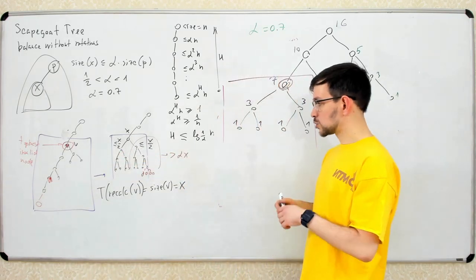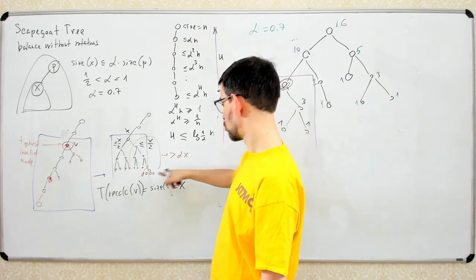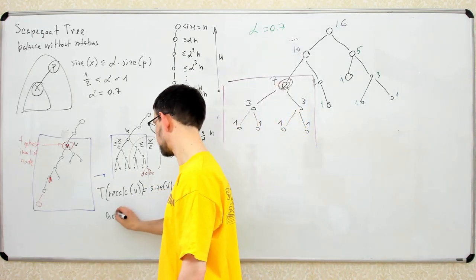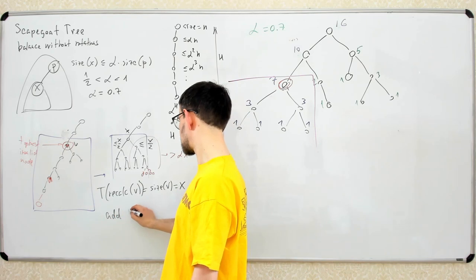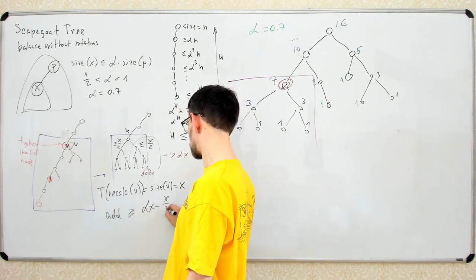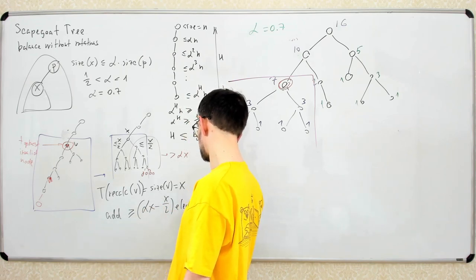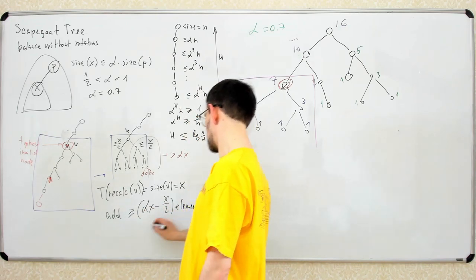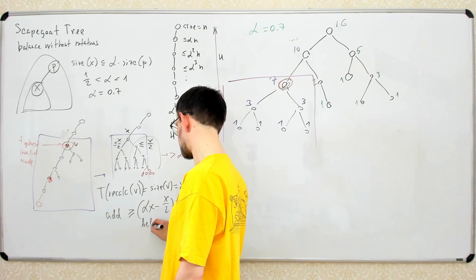So how many elements do we need to add to make this tree invalid? We need to add at least alpha x minus x over 2 elements before the next rebalance.